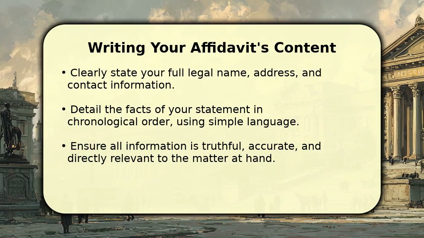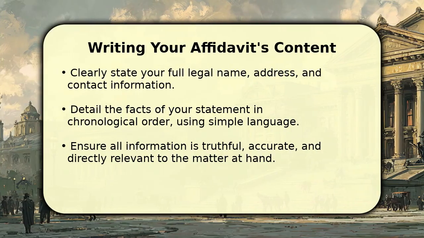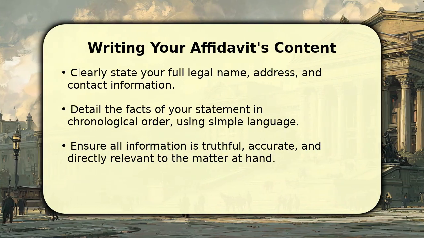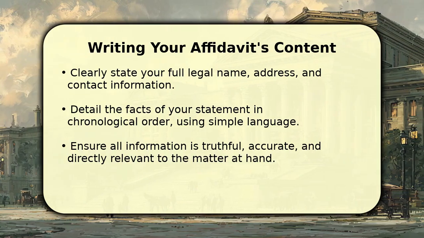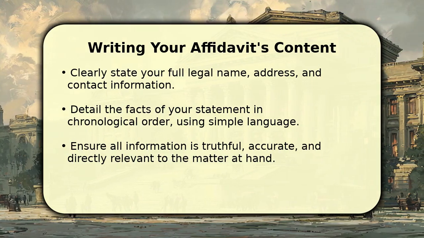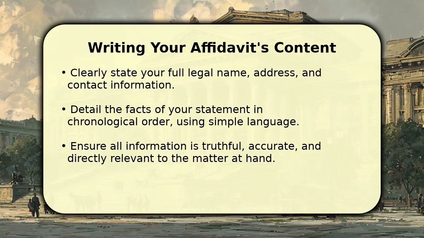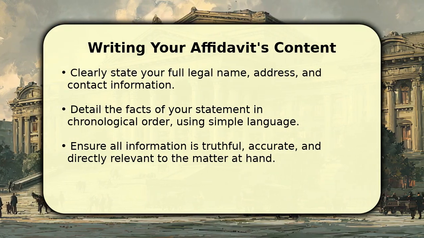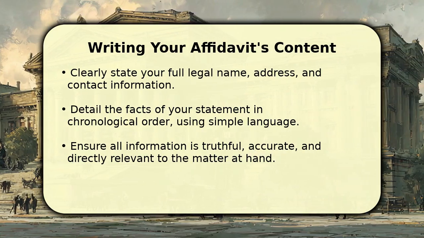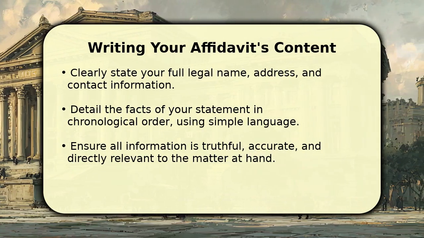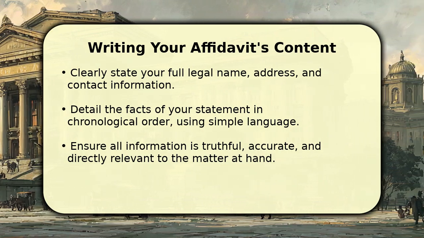Begin by stating your full legal name, current address, and contact details clearly at the top. Next, detail the facts of your statement in a straightforward, chronological manner, using simple and precise language. Remember, every piece of information you include must be completely truthful and accurate, as you are signing under penalty of perjury. Avoid emotional language and stick strictly to the facts.